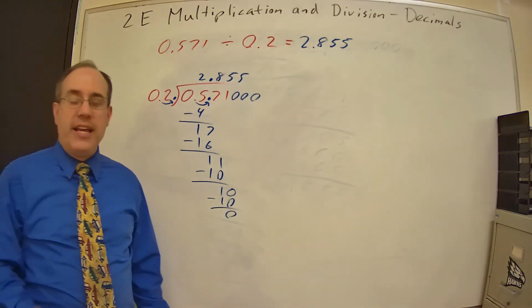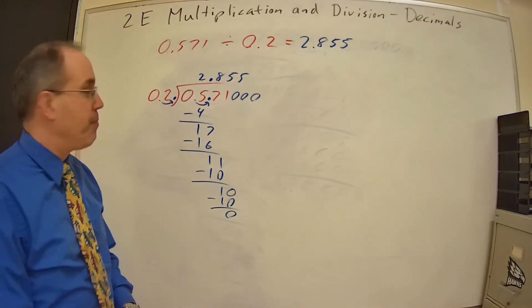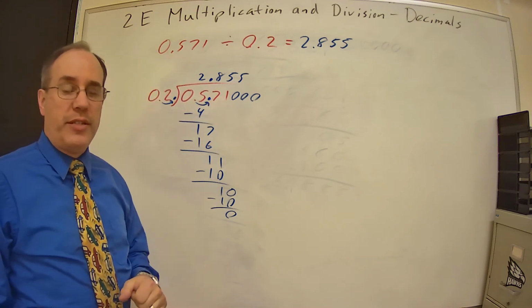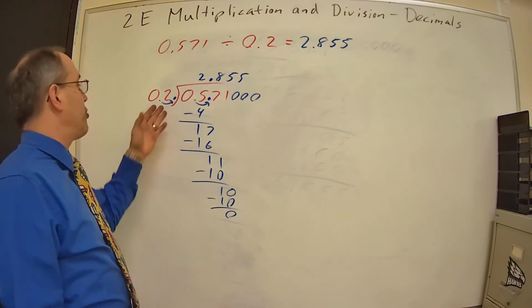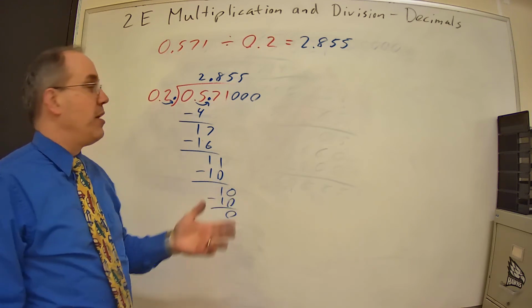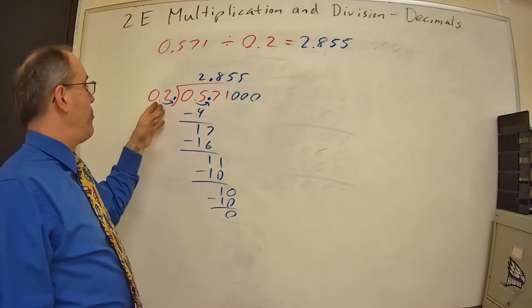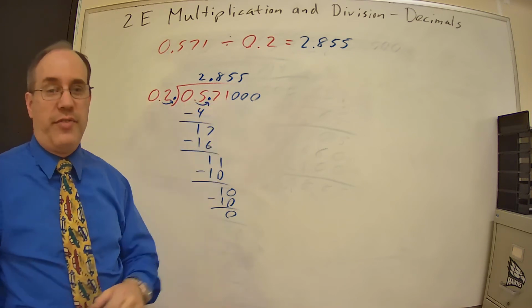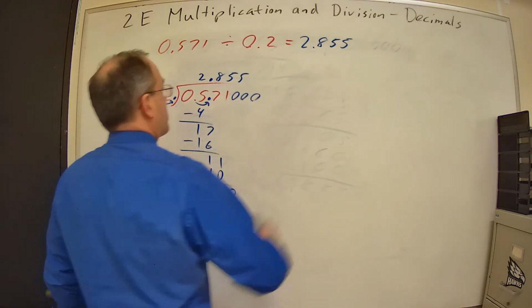So if we're dividing by a decimal, what we're going to do is move the decimal point over however many places necessary to turn it into a whole number. And however many places we moved it in the divisor, we're going to do the same thing to the dividend. Let's do another example.